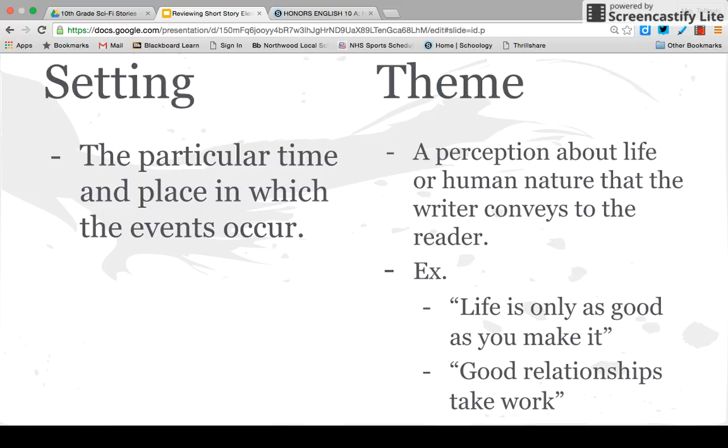Theme is the perception about life or human nature that the writer conveys to the reader. That's the real definition. What I like to say is the theme is the lesson that we learn. Okay, so think about theme as a lesson. An example is life is only as good as you make it, or good relationships take work.